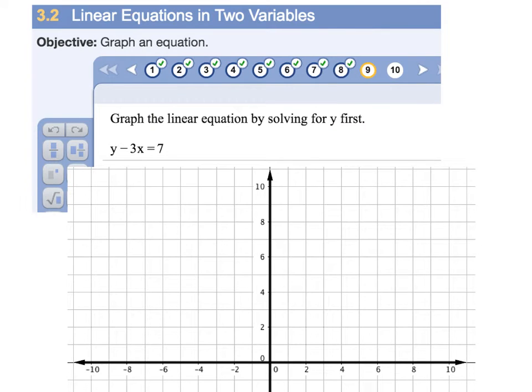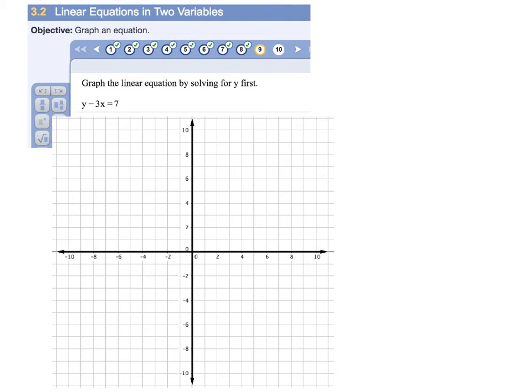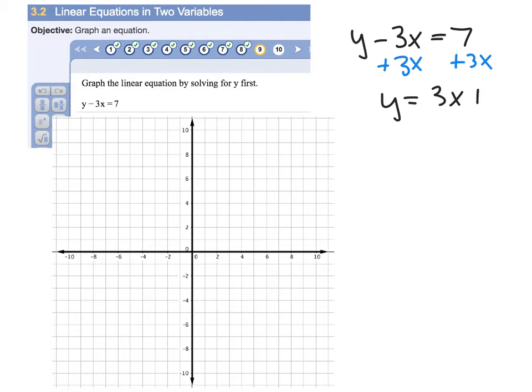So here, again, we've got that same kind of concept where the first thing we have to do is solve for y. So we have y minus 3x equals 7. And we want to solve for y. We want to get y all by itself. So we're going to add 3x to both sides. So that gives us y is equal to 3x plus 7.